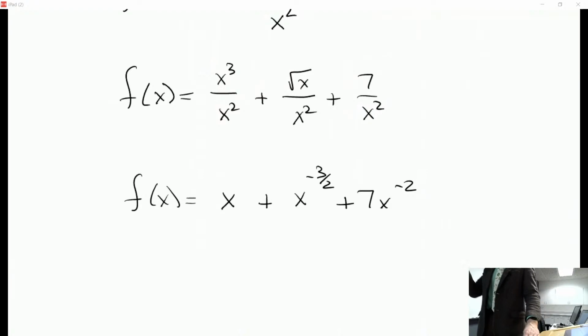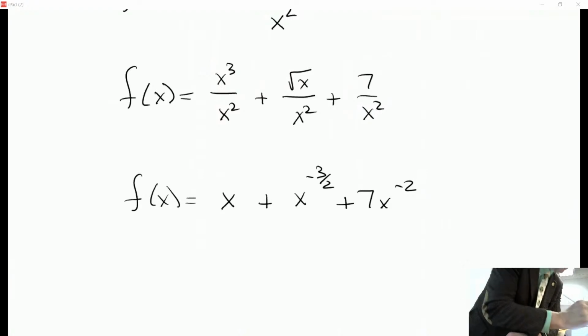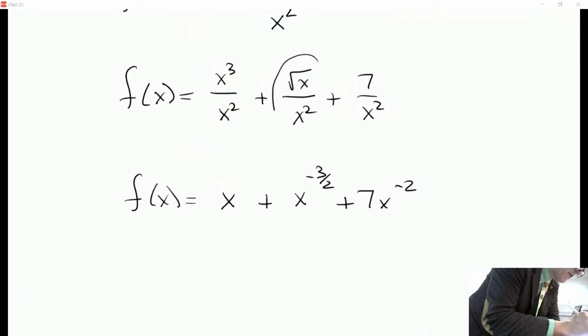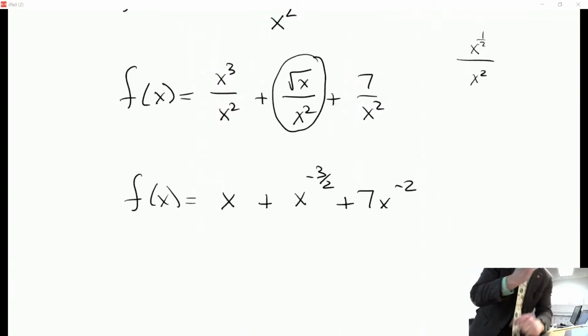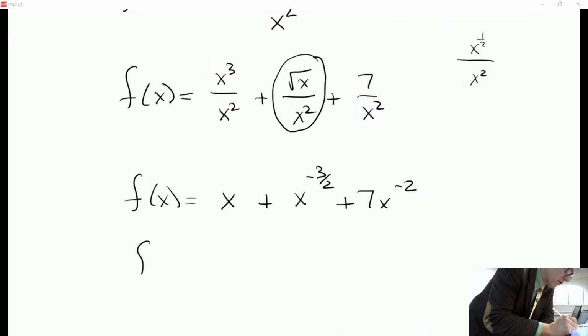Now, if you're not as quick as I am with that x to the negative 3 halves, let me just point out that this is the same as x to the 1/2 divided by x to the second. And the rule is when you divide exponential expressions, you subtract the exponents. So it's 1/2 minus 2, which is negative 3 halves. And now we can do the derivative.